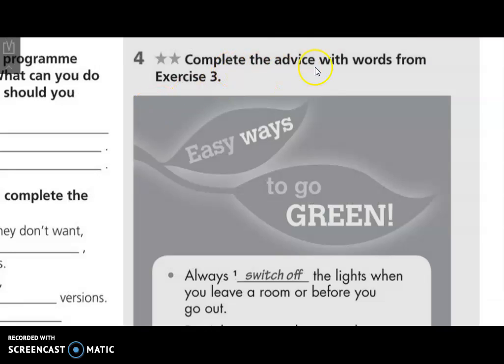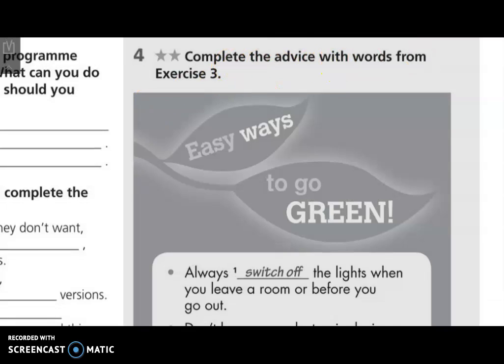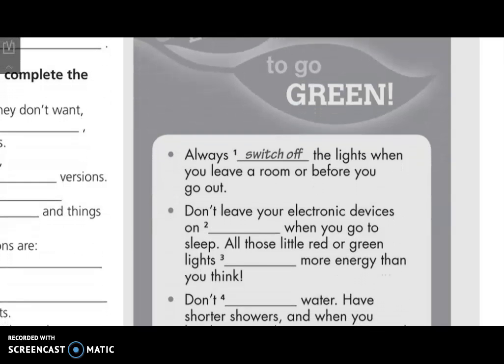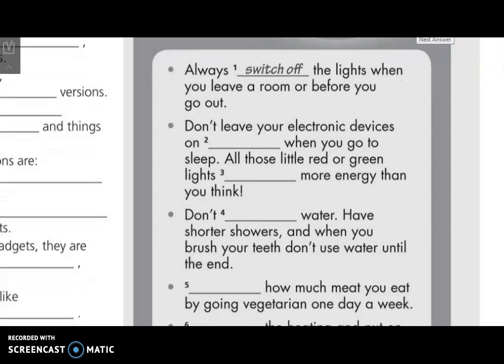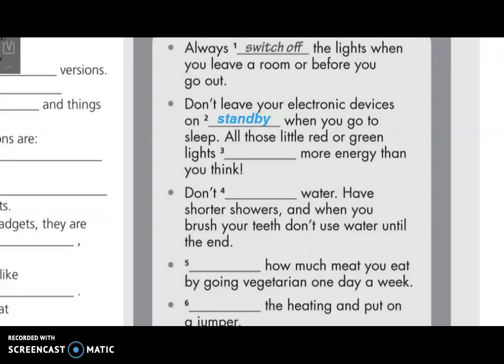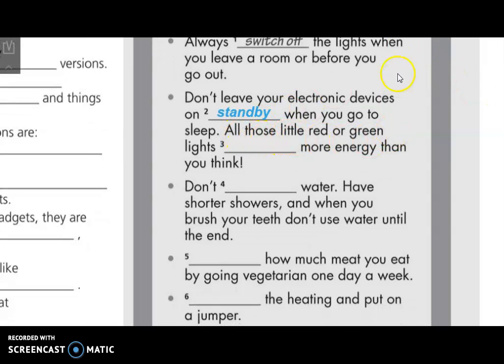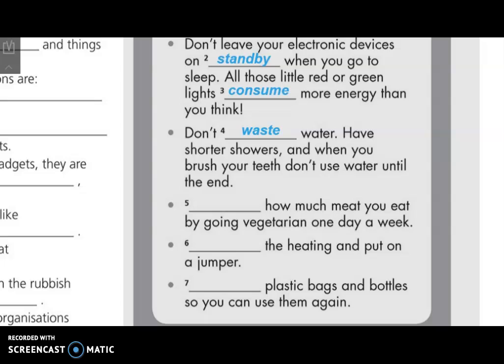The last exercise here, we have to complete the advice with words from exercise 3. Number 1, always switch off the lights when you leave a room or before you go out. Number 2, don't leave your electronic devices on standby when you go to sleep. All those little red or green lights consume more energy. Number 4, don't waste water. Have shorter showers, and when you brush your teeth, don't use water until the end. Number 5, reduce how much meat you eat by going vegetarian 1 day a week. You have to complete numbers 6 and 7 the same way.